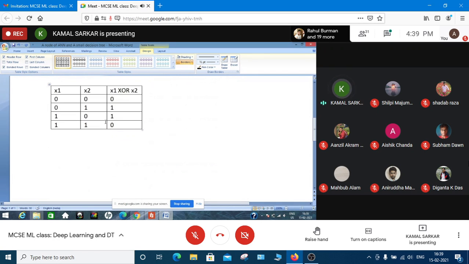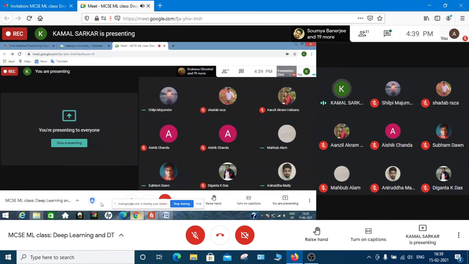Okay. So now if this is a function, it can be represented using a linear neural network. But using a decision tree, this can be represented in a different way. The hypothesis function for this decision tree will look like this.